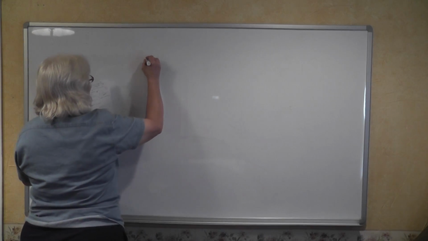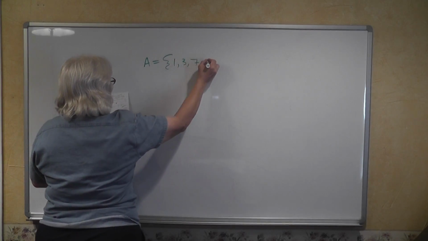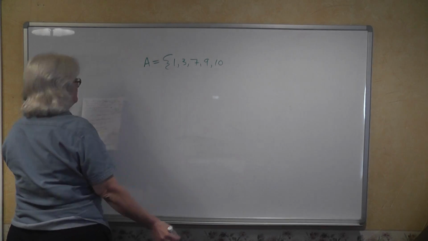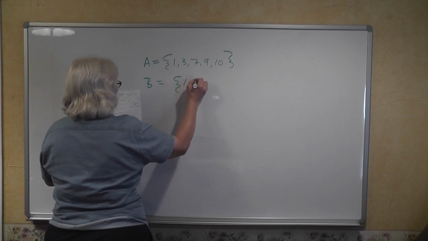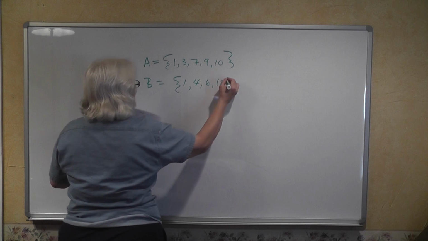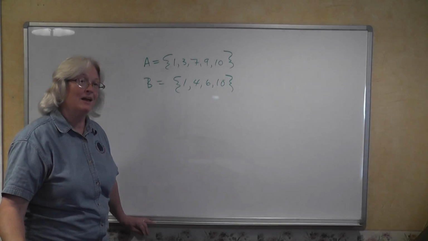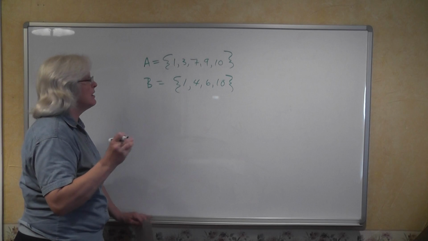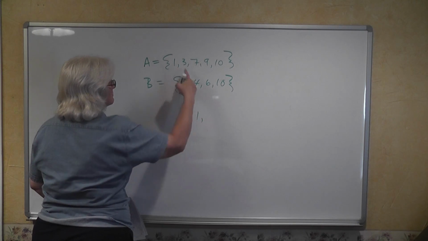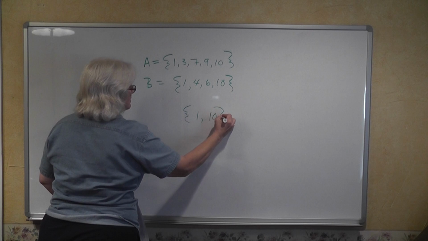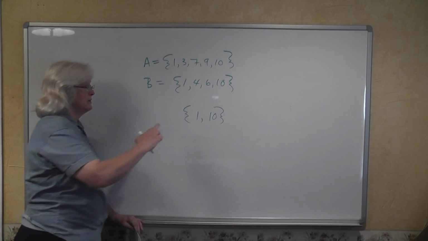So, we have set A, which has the elements 1, 3, 7, 9, and 10. And then we have set B, which has the elements 1, 4, 6, and 10. Now, let's look at both of these sets. What elements do they have in common? What elements do they both have? Well, they both have a 1, and they both have a 10. So the two sets, A and B, have two elements in common.